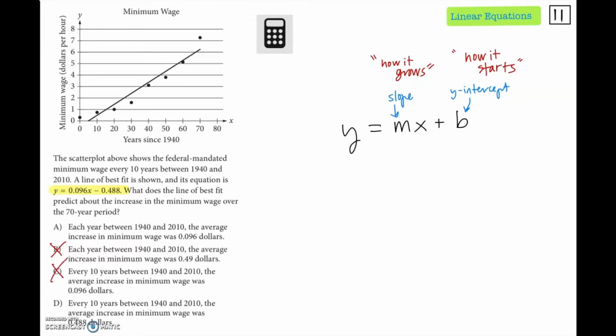No, even though they give us this data every 10 years, when you're talking about slope, it's for every 1 unit increase. So for every 1 year, how is the function increasing? And so that's kind of tricky, and then D is wrong for a bunch of reasons. So A is the correct answer, and this is why. We didn't really have to do any math, but we did have to know what each part represented in this function.